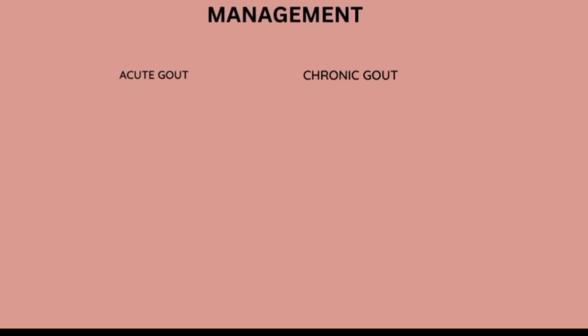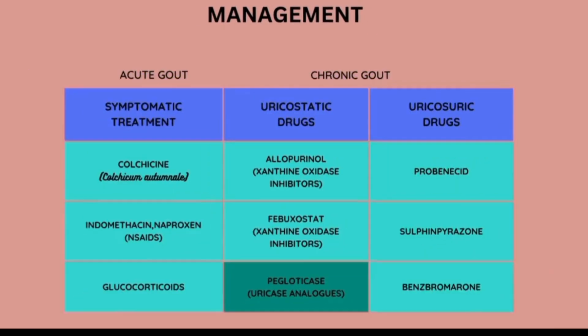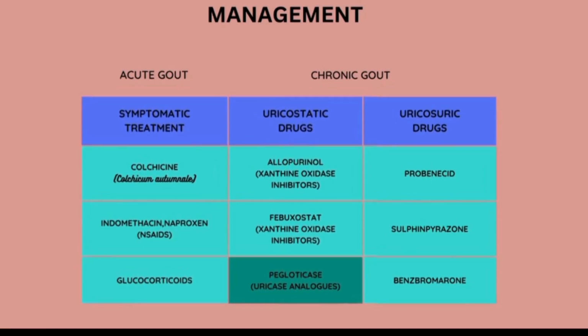Now, we are discussing the most important point. How will you treat a patient of gout? The management of gout is predominantly medicinal. In acute gout, you should give symptomatic treatment. And for chronic gout, you should give uricostatic and uricosuric drugs. Uricostatic means drugs which stabilize the amount of serum uric acid, whereas uricosuric means drugs which excrete the excess uric acid through urine. Symptomatic treatment includes colchicine, NSAIDs mainly indomethacin, naproxen, and glucocorticoids.